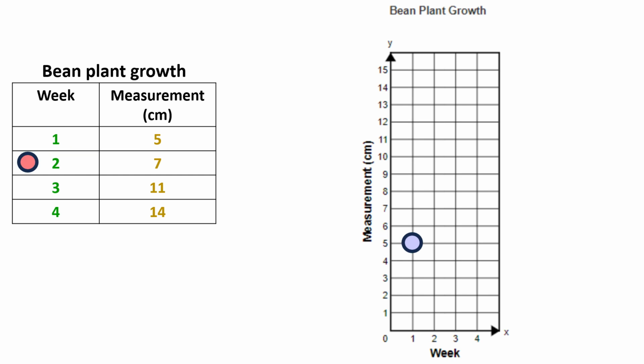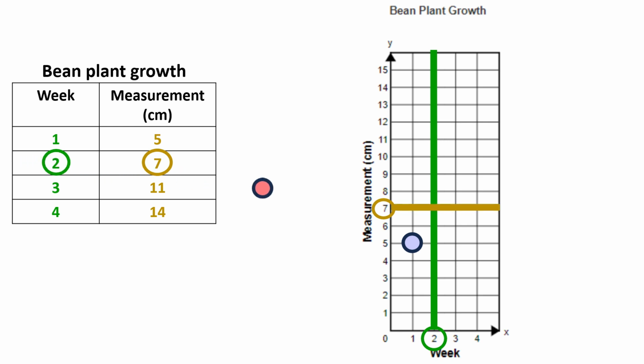Let's plot the pink point. The pink point has a week value of 2. We'll circle the number 2 on the week axis. Then, we'll highlight the entire week line that has a value of 2. The pink point has a measurement of 7 centimeters. We'll circle the number 7 on the measurement axis. Then, we'll highlight the entire measurement line that has a value of 7. Next, we find the place where these 2 highlighted lines cross. That place is where the pink point goes.